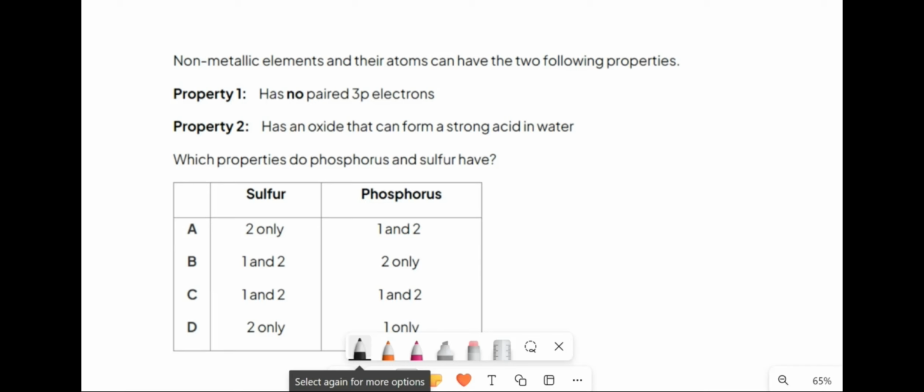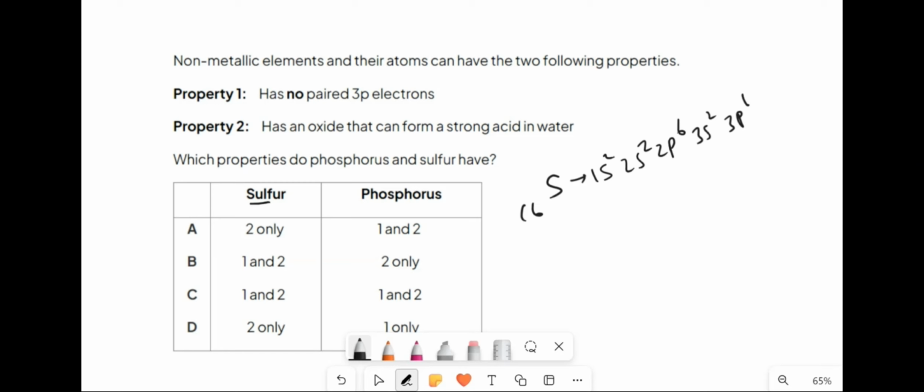Okay, let's look at sulfur. Sulfur atomic number is 16. We write down the electronic configuration. It is 1s2, 2s2, 2p6, 3s2, 3p4. Let's make the orbital diagram of 3p subshell. Since there are 4 electrons, so 1, 2, 3 and then 4. So we can see that one of the orbitals is paired. Hence property 1 is not true for sulfur, right?